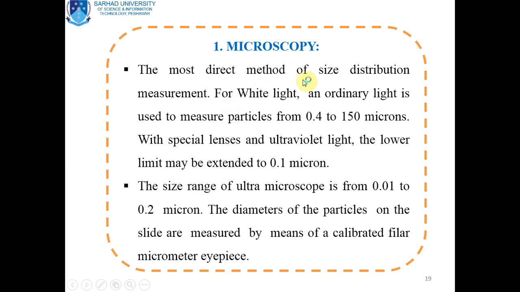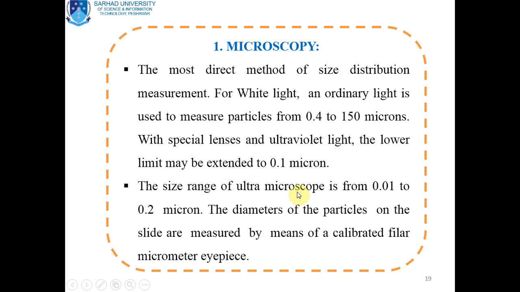Microscopy is the most direct method of particle size distribution measurement. White light or daylight is used to measure particles from 0.4 to 150 microns. With special lenses and UV light, the lower limit of 0.4 may be extended to 0.1 micron. We can reduce it further to 0.1 micron by using special lenses.